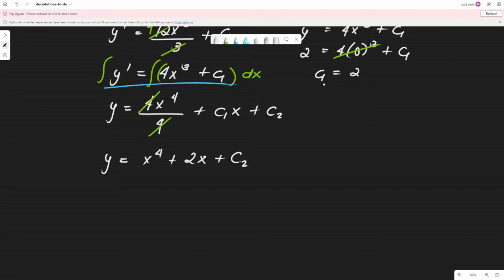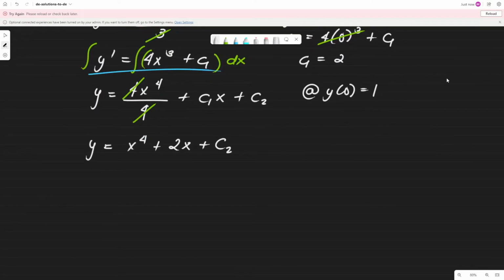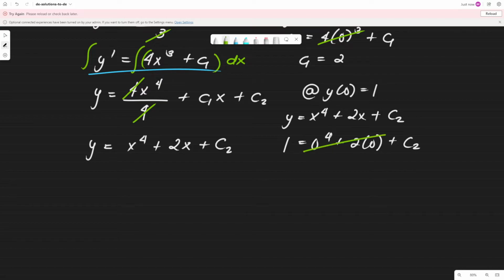Now using the other condition, y of 0 is equal to 1. So let's double check. Yes, y of 0 is equal to 1. So, sulat ko muna: y is equal to x to the 4th plus 2x plus c sub 2. Then we have 1 is equal to 0 to the 4th plus 2 times 0 plus c2. And obviously, puro 0 na to, so cancelled na yan. Then, of course, c2 is equal to 1.